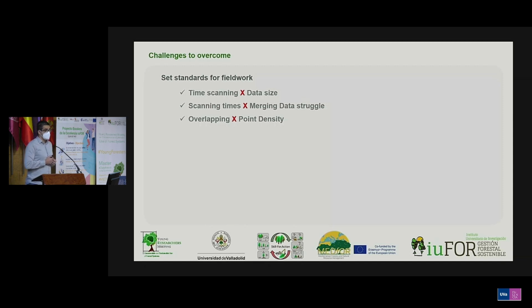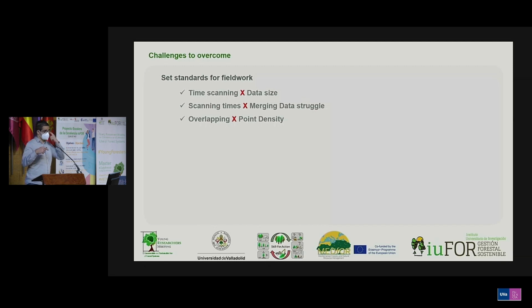LiDAR is a recently new technology, so we have a lot of challenges here to overcome, like scan time against data size. We can scan a larger area, but we have big data. With big data, it will be harder to process this data. So we have to balance this.